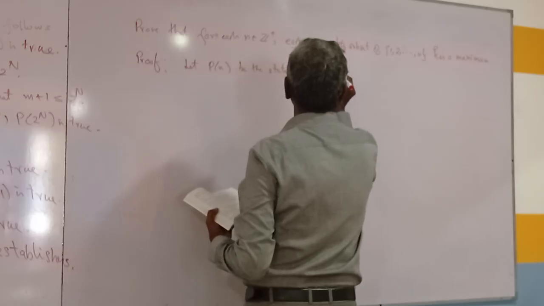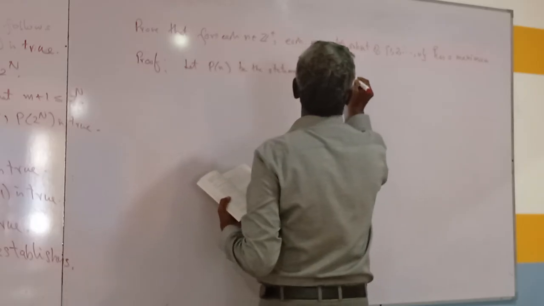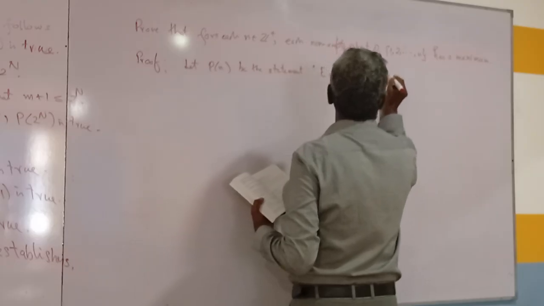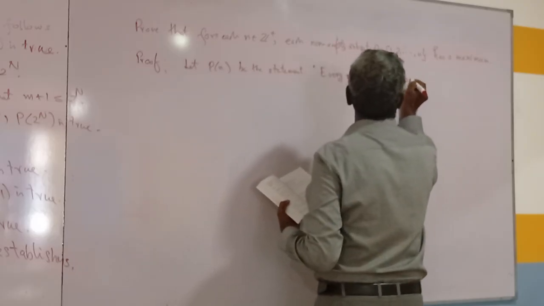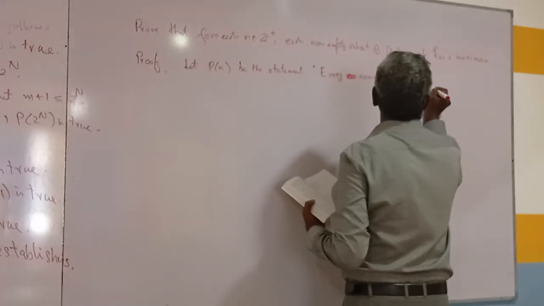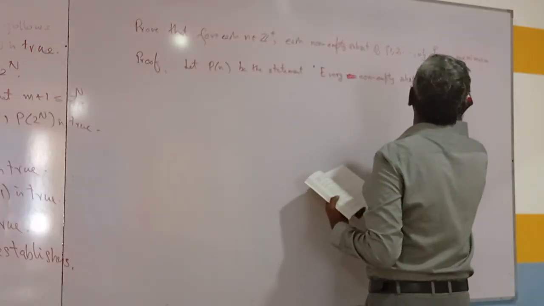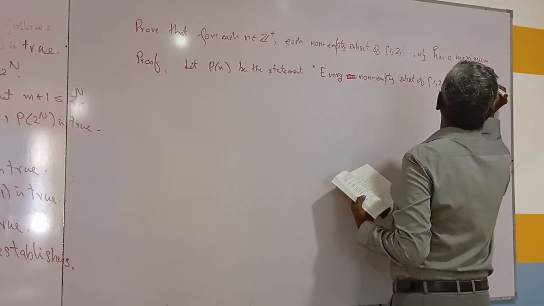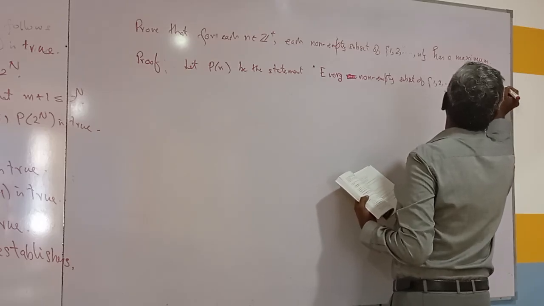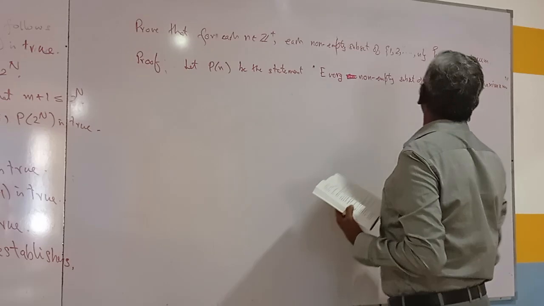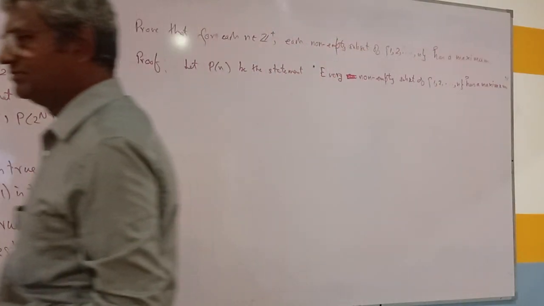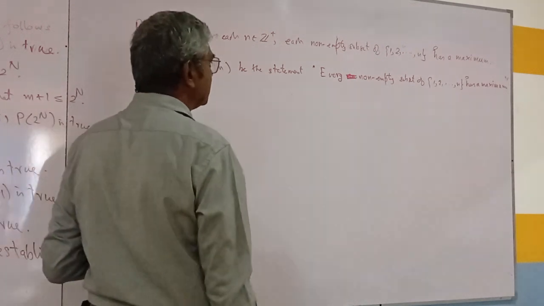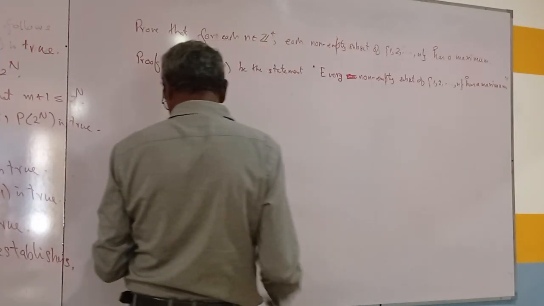Every non-empty subset of 1, 2, up to n has a maximum. Let Pn be this case: every non-empty subset of 1 to n has a maximum.